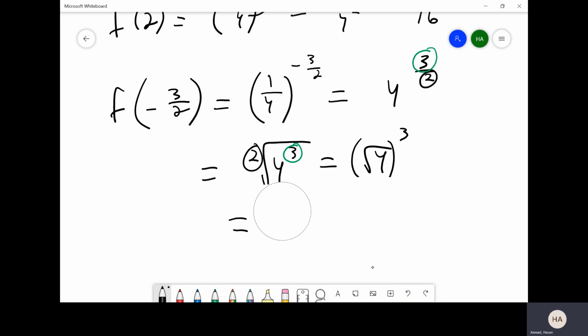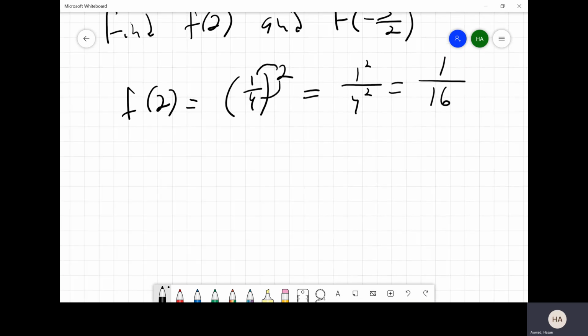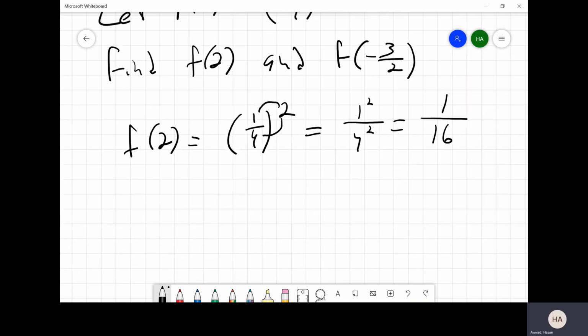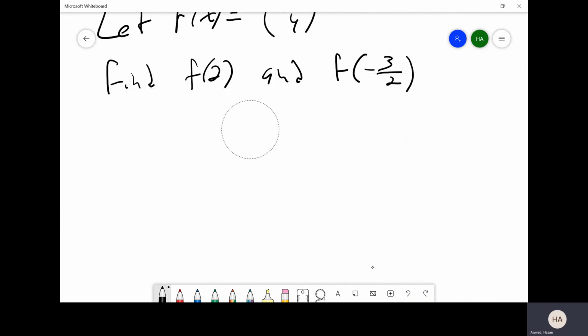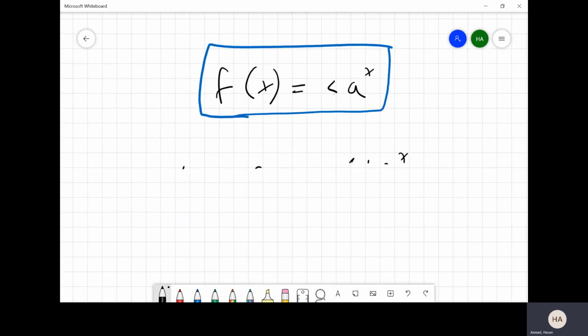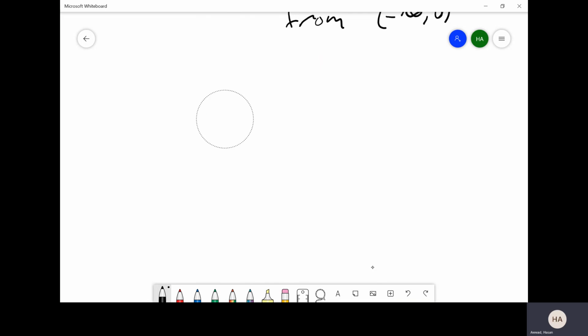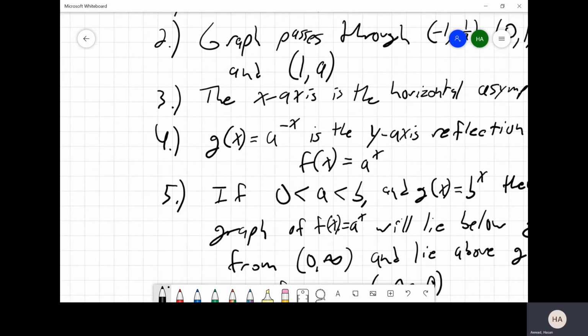Okay, so now that we've done that, let's talk about some facts of exponential functions. These are things that are universal for exponential functions as long as they are in a particular form. So let me just erase all this and we'll look at these 5 facts that you should know.